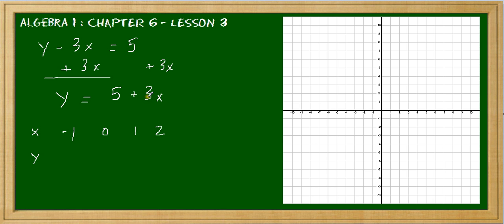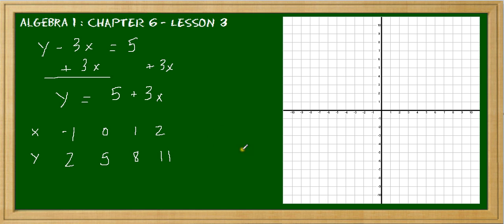-1 times 3 is -3. So 5 plus -3 is equal to 2. Then we have 0 as the x value. 3 times 0 is equal to 0. 5 plus 0 is equal to 5. Then we have 1. 1 times 3 is 3, so 5 plus 3 is equal to 8. So y is equal to 8. And then the last one, we have 2 times 3 is 6, plus 5, that would give us 11. So now we have a table, x and y values, and we can plot our points.